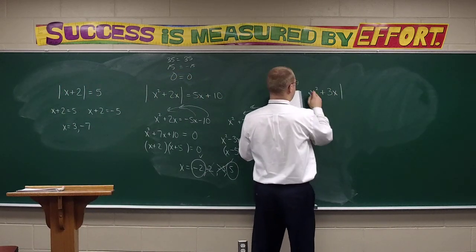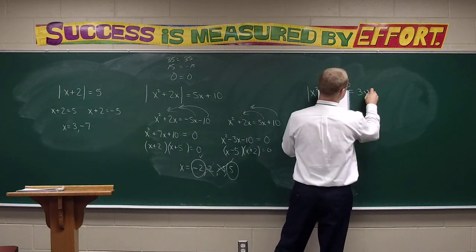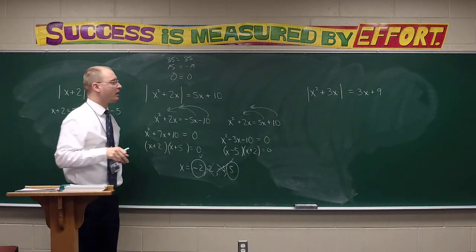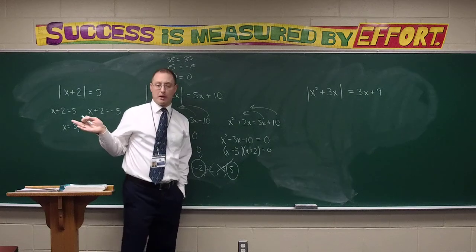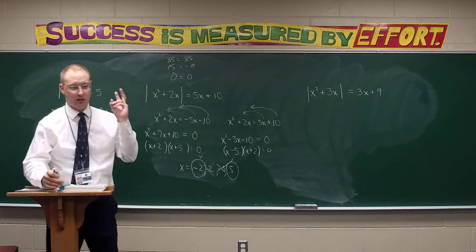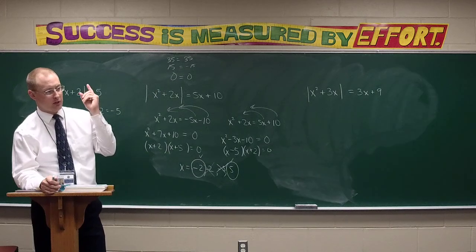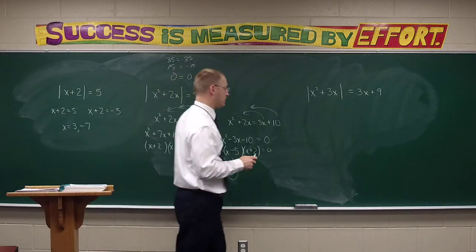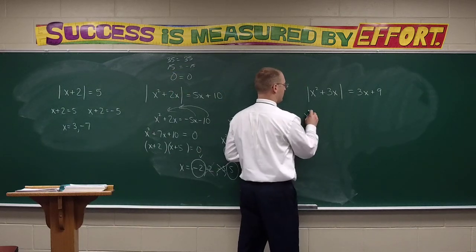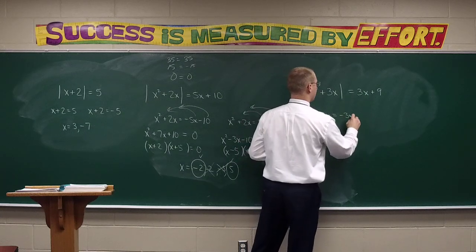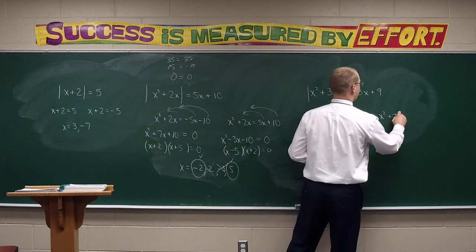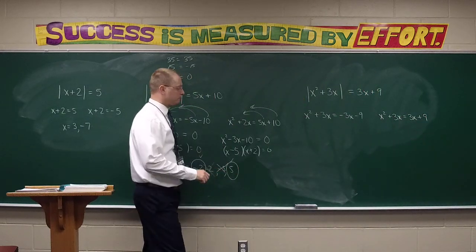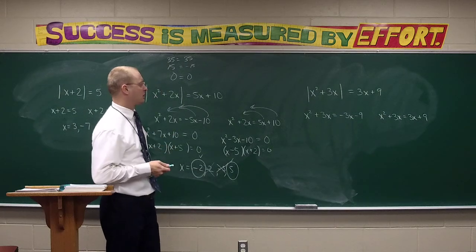X squared positive 3x absolute value is equal to 3x positive 9. And again, anytime we see absolute value, 2 key steps, class. Isolate the absolute value, set it equal to positive, negative. All right, so let's make those 2 equations. X squared plus 3x equals negative 3x minus 9. And x squared plus 3x equals 3x plus 9.